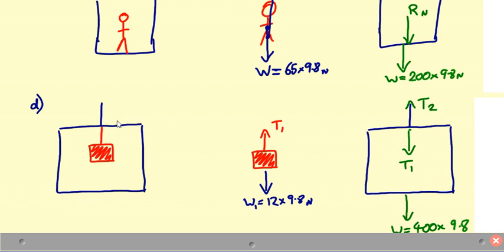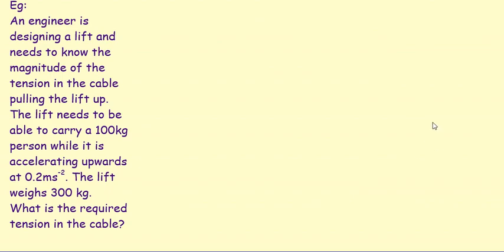If you were that lift and you had something hanging inside you, you'd feel the tension in that cable pulling you down, as you're pulling that box up. That's an example of Newton's third law. Every force has an equal and opposite force. Every reaction has an equal and opposite reaction. You'd also feel the tension in the cable pulling the lift up, and you'd also feel your own weight. So get used to the habit of drawing those separate diagrams, one for each object, and then let's put this into practice.